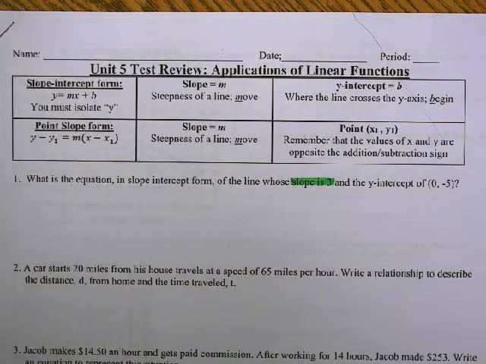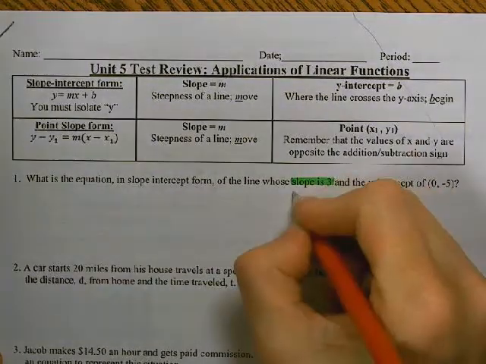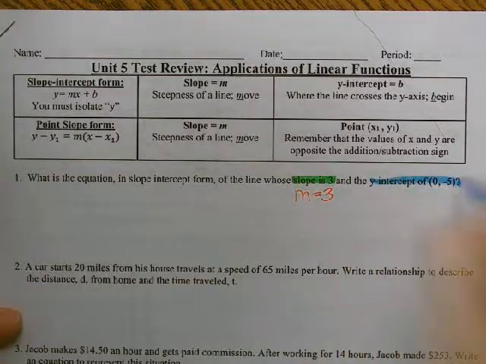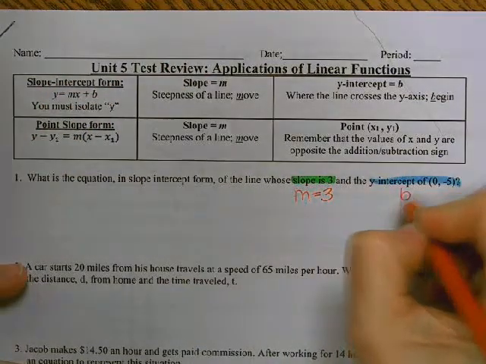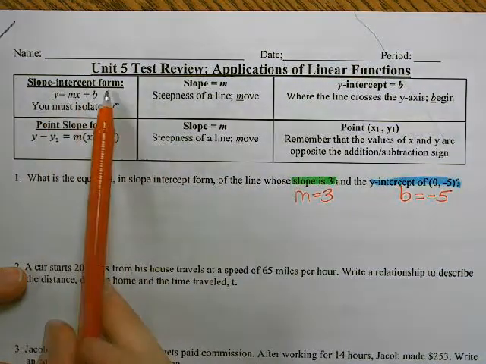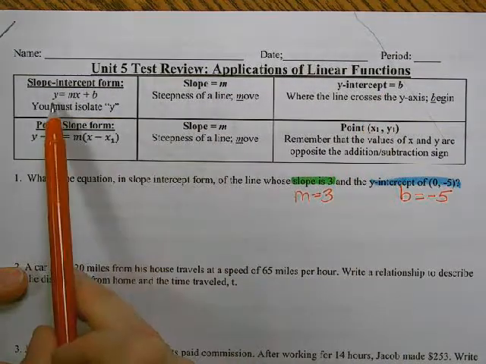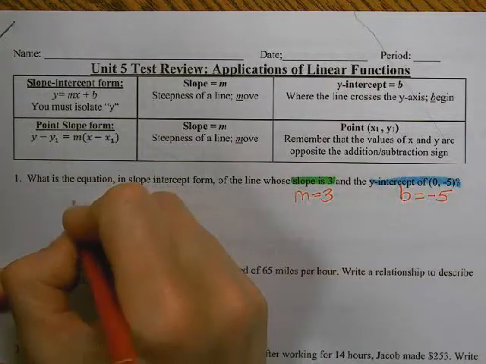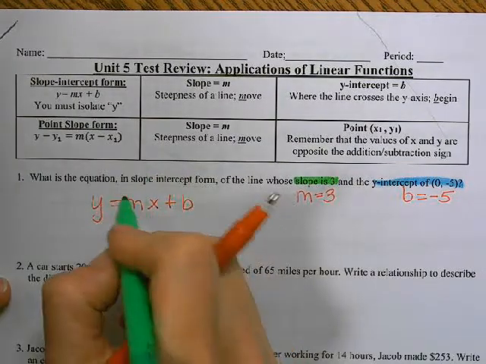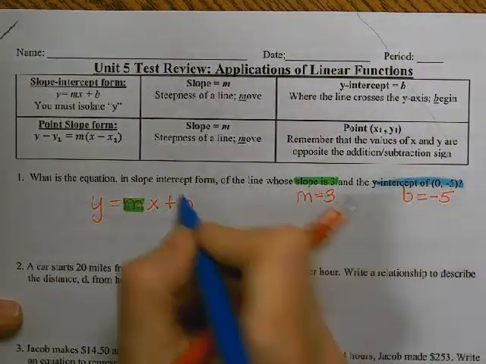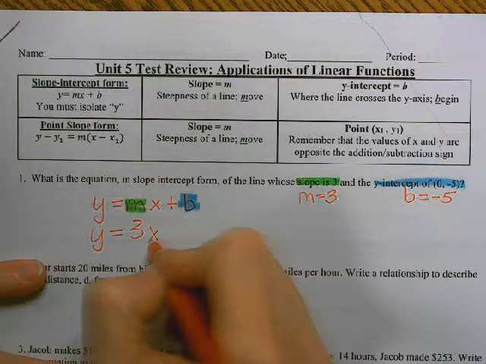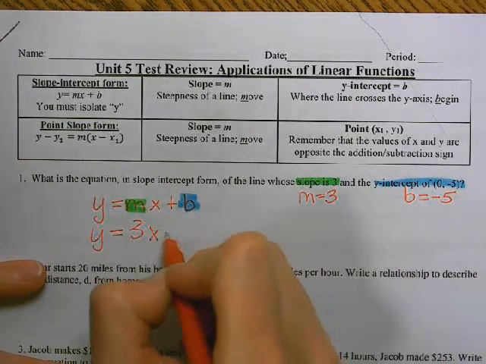So if the slope is 3, that's going to represent m. So that's m equals 3. And if the y-intercept is (0, -5), that means that b is -5. Okay? So we're just going to use slope-intercept form because we have the slope and we have the y-intercept. So y equals mx plus b. The slope is m. The y-intercept is b. So we're going to say y equals 3x, and then b is -5, so -5.